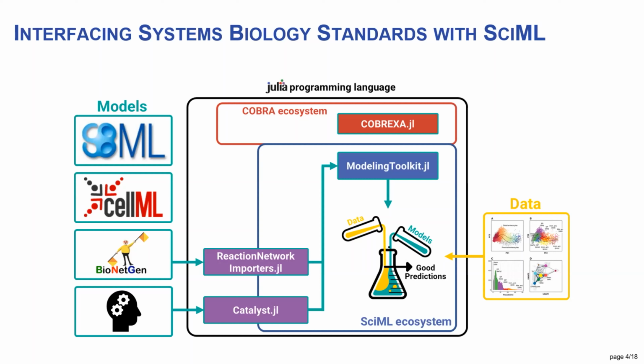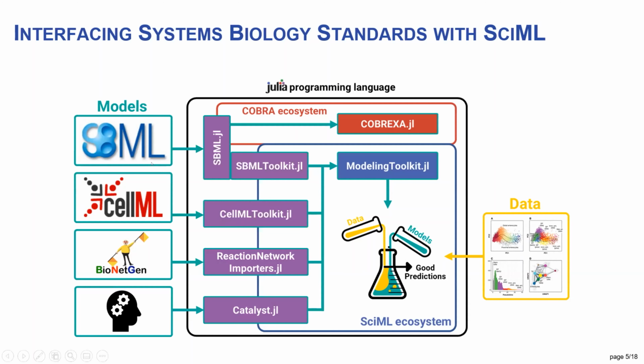And via GitHub, I met a bunch of other people who had the same idea, and together we developed a set of three different tools: SBML.jl, SBMLToolkit.jl, and CellMLToolkit.jl. So SBML.jl is just a parser that parses SBML models into a Julia struct, and that can then be used by COBREXA for constraint-based modeling.